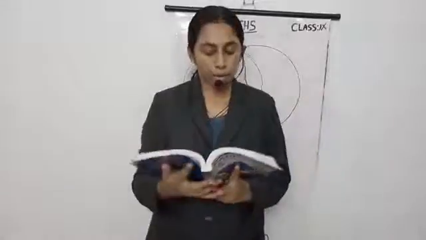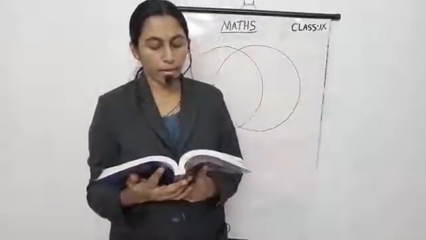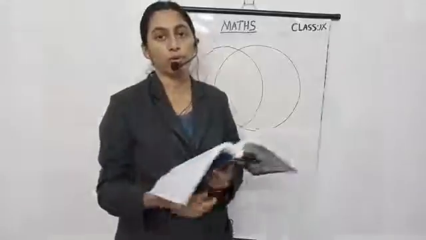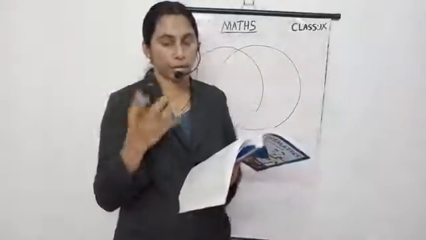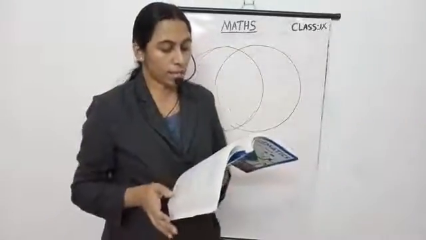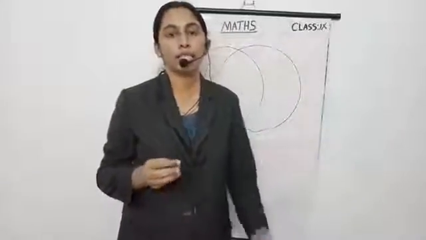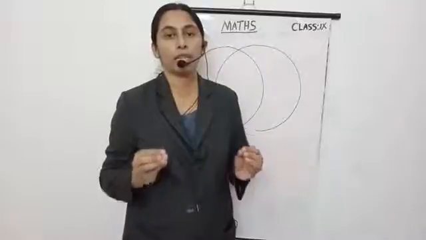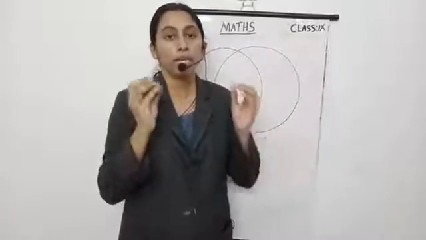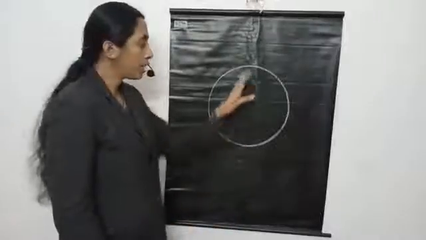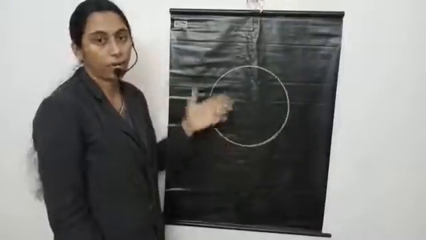Now question number 2. Suppose you are given a circle. That means you got a circle. Give a construction to find its center. You don't know its center, so you need to find its center. So you are given a circle and we don't know its center.